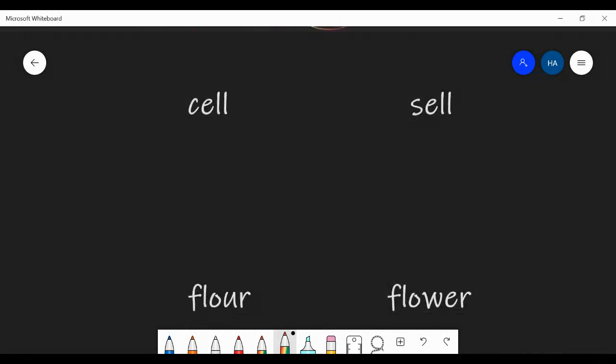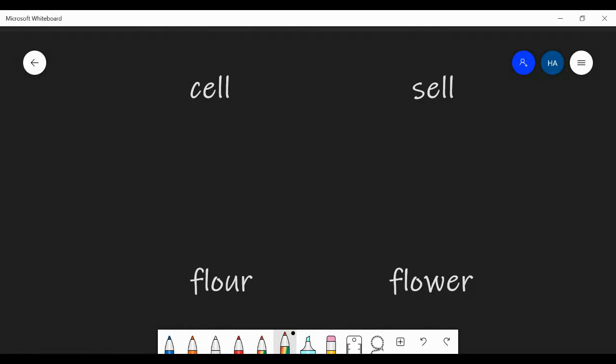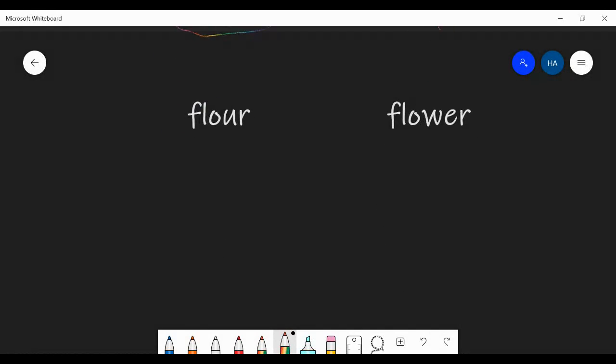Cell and sell. The first one with a C, you might have heard this in science, cell is the smallest living thing. Every living thing is made up of cells. So it's a tiny little thing that makes up all living things, all living creatures. The second one, S-E-L-L, is talking about when you get rid of goods and somebody pays you for them.